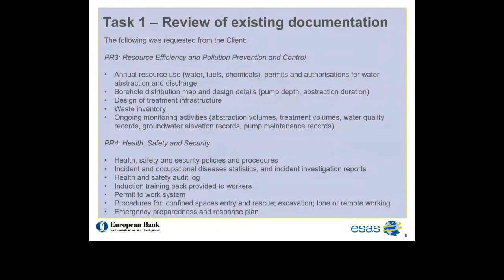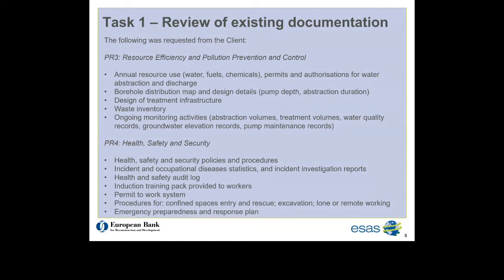These are just some examples of documentation deep dive into their systems to both appreciate how PR3 is being managed, but also look at their broader environmental and social management systems. Thank you. And so, Alan, in relation to PR4, health, safety and security, please take us through the types of documentation that was requested from the client for this particular PR.